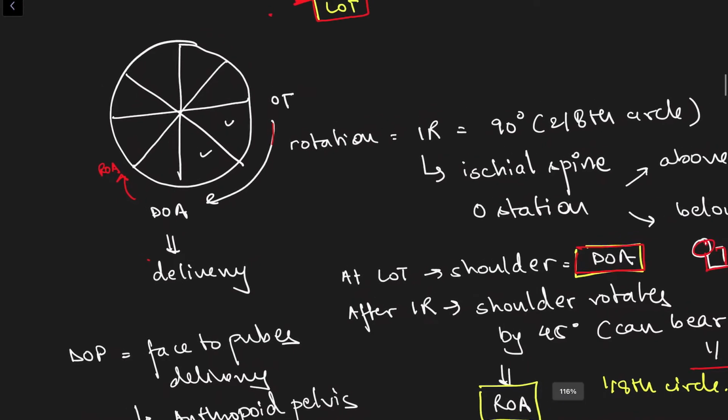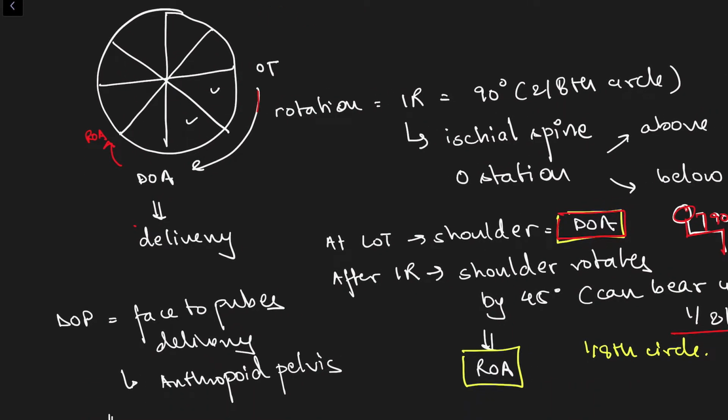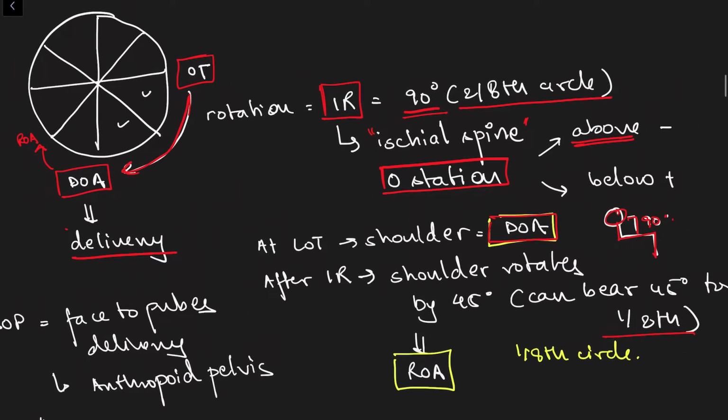Now, what happens is that the baby's occiput is in left occipito-transverse position, but for delivery it has to come to the direct occipito-anterior position. For that it has to go through rotation, which is called internal rotation. So internal rotation takes place by 90 degrees, which is 2/8 of a circle, and it takes place at the level of ischial spine, which is station 0. Above ischial spine is negative station and below is positive station, right?